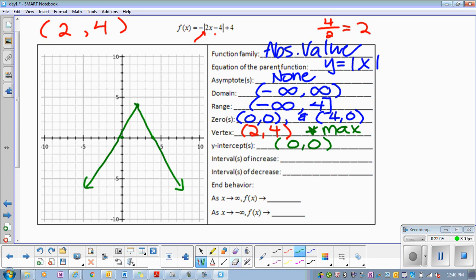So, increasing and decreasing intervals. Let me see. I'm not going to draw my lines and all my intervals in. I just want to see what you have. Who feels like their increasing interval is great? Yes, Mary. What is it? I put negative infinity to 4. Negative infinity to 4. Is that right?